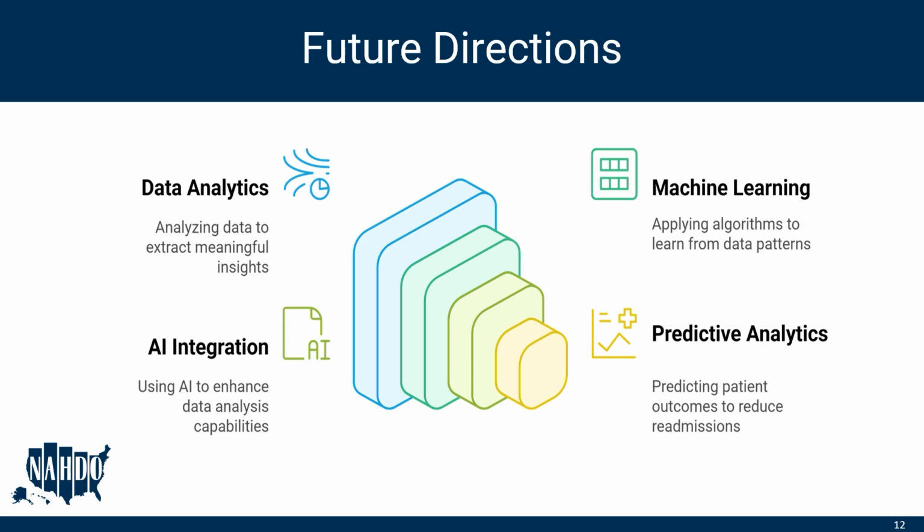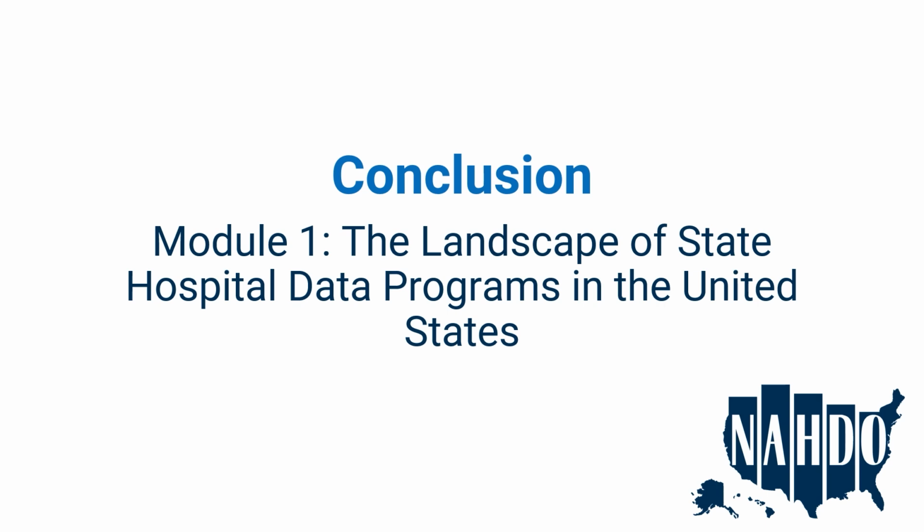Advances in data analytics, machine learning, and artificial intelligence offer new opportunities for extracting insights from vast datasets and generating actionable knowledge. By embracing these technologies and collaborating effectively with stakeholders, state hospital data programs can continue to drive progress in healthcare quality, affordability, and accessibility. For example, predictive analytics can be used to identify patients at high risk of readmission, enabling targeted interventions to prevent avoidable hospitalizations. In conclusion, state hospital data programs are indispensable tools for understanding and improving healthcare delivery.